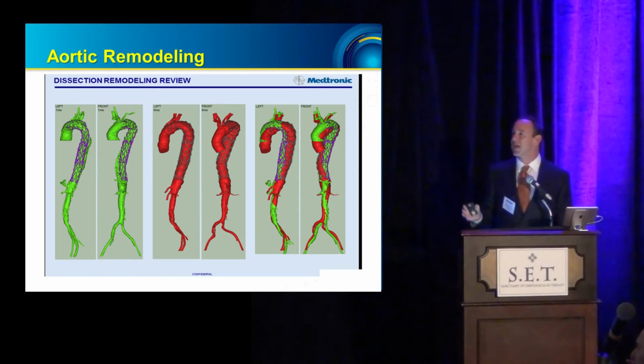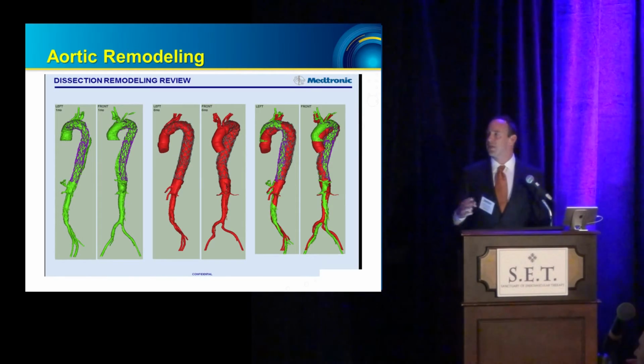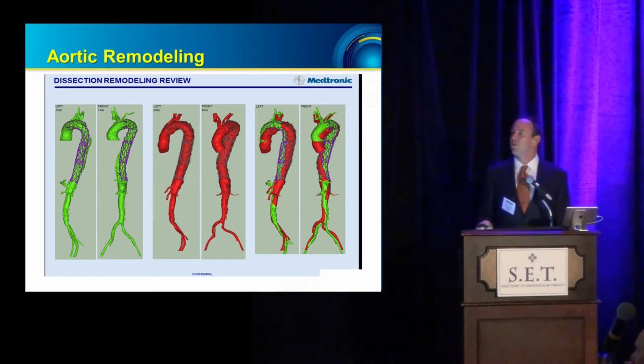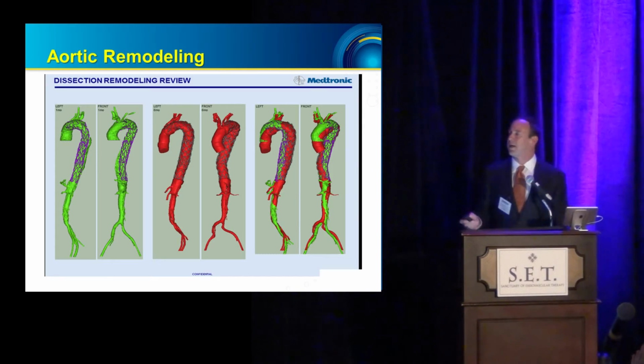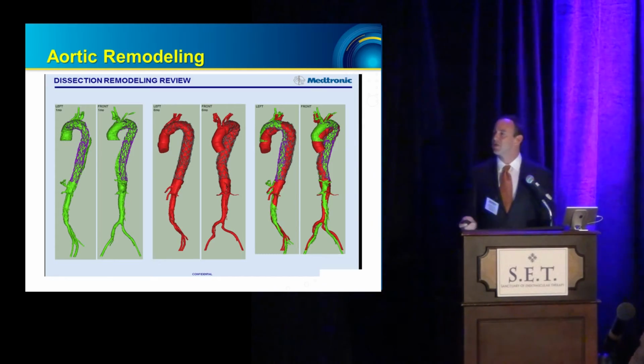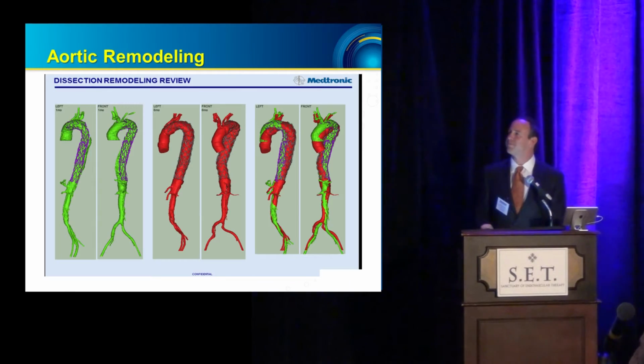This does take some time. It's not always at 1 month or 6 months, but you really need to follow these patients out for 1 year. It's sort of interesting. Oftentimes you'll get very good remodeling through the thoracic aorta, but it's still important to follow through the visceral segment as well, because you can get some expansion through that area with time.